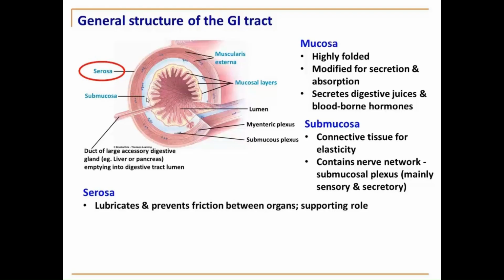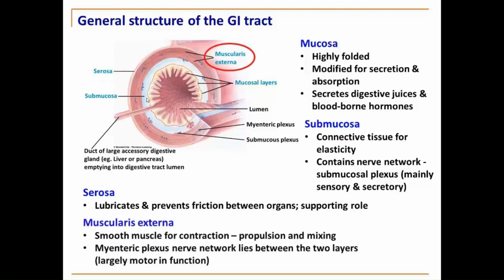So we go on to the final layer, on the outside bit, we have the serosa. So this helps to lubricate and prevent friction between the organs, and also performs a nice supporting role. And that helps to keep the organs in the correct place, whilst also allowing them the freedom for mixing and propulsive movements. And the final bit we're going to look at is the muscularis externa, and this is all about contraction. So this is where your smooth muscle is present, which allows for that propulsion and mixing, so it can contract to propel the food forwards, can contract and relax to help mix the food at the same time.